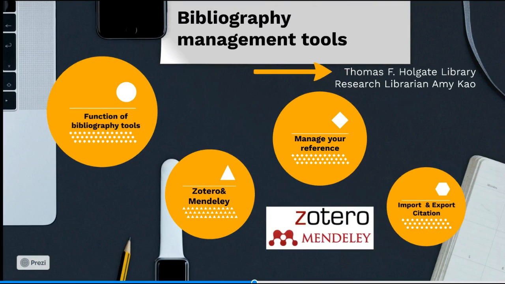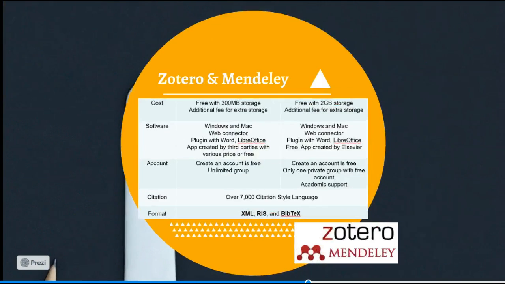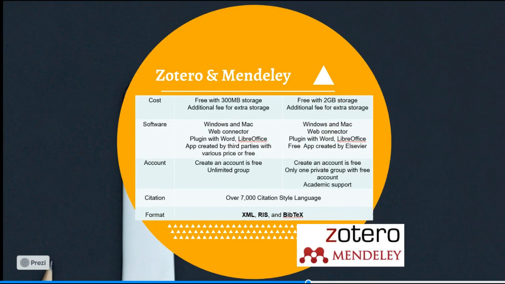So today, we have two bibliography tools. One is Zotero, the other one is Mendeley, and they both are free. The difference is Zotero is free with 300 MB storage, and Mendeley is free with 2 GB. For the software, they both work on Windows and Mac, and they have the web connector with Chrome, Edge, Safari, and the plugin with Word and LibreOffice.